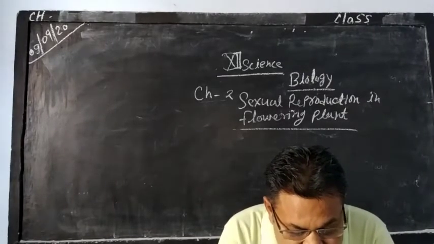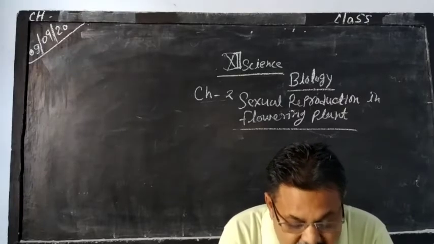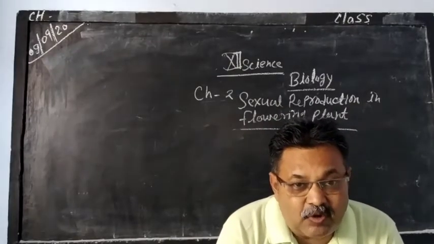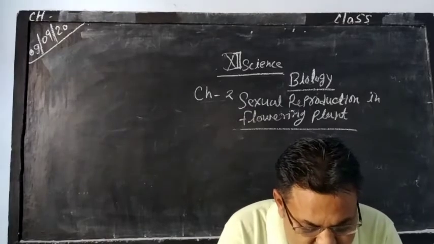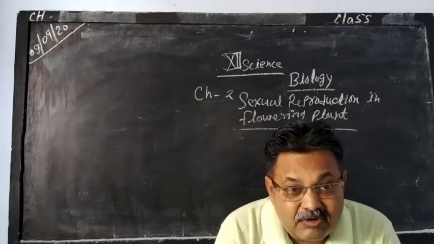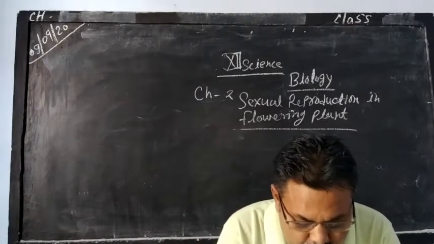Now, what is fruit? Development and structure of fruit. When the ovary is mature, then the mature ovary converts into fruit. So fruit is defined as the ripened or mature ovary.